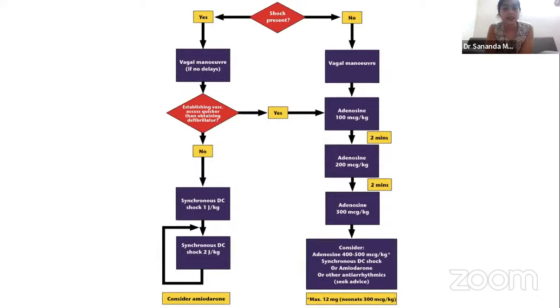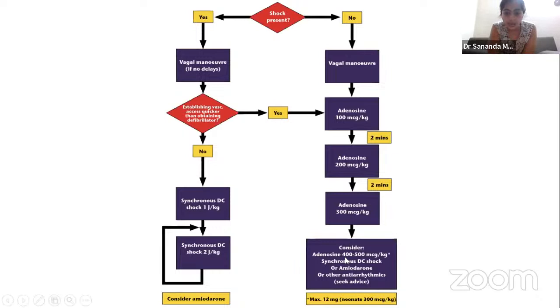We'll go directly to adenosine, starting with the 100 microgram per kilo dose. Then sequentially, with each dose, if the SVT is not corrected, we increase the dose to 200, 300, and then 400 to 500. Usually what I have seen is that when the child needs a 400 to 500 microgram dose of adenosine, the child already becomes hypotensive and requires cardiovascular support. That is the point where we should consider starting an inotrope and managing the hemodynamic status as well.